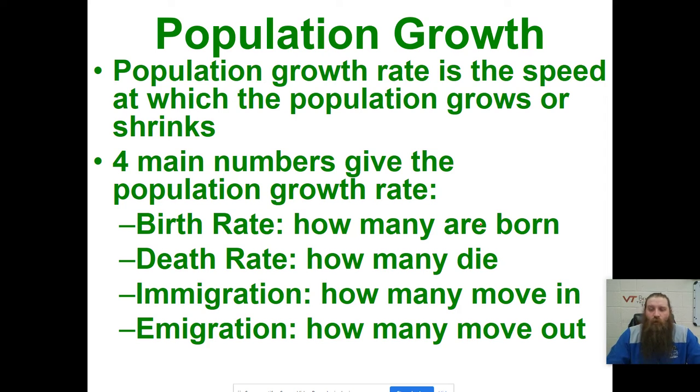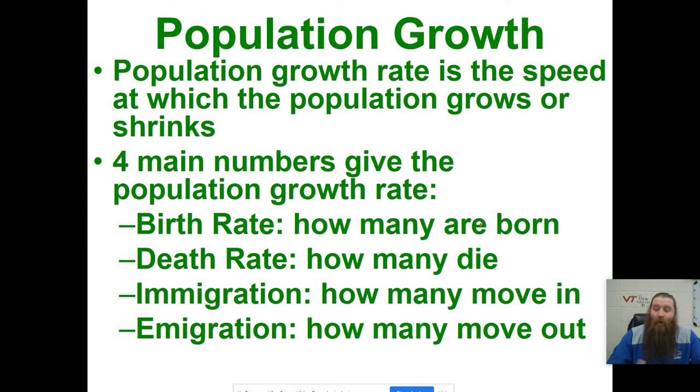Population growth is the measure of how fast the population actually grows. So when we look at the population growth, we look at 4 different things. We look at the birth rate, the death rate, and the 2 forms of immigration. Immigration with an I is how many organisms are moving into an area. Emigration with an E is how many are moving out of an area. So if your death rate is higher than your birth rate, let's just look at the first 2, we would expect your population to decline.